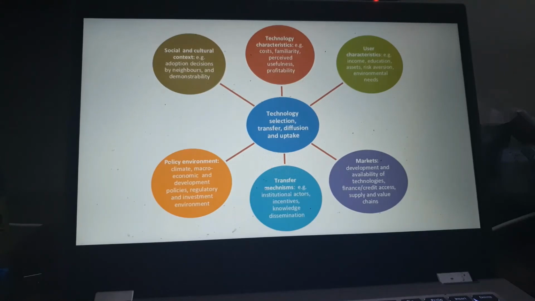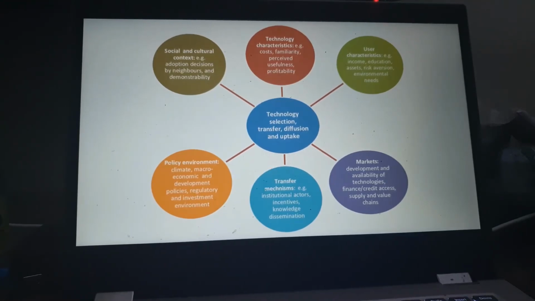The user characteristics, for example, the income of the user, the education of the user, the assets that the user has, will also dictate how to transfer that technology. The development of the markets, the availability of technologies, the demand and supply will also affect the method of transfer. And so these are clusters of the factors that will dictate how to transfer the technology.